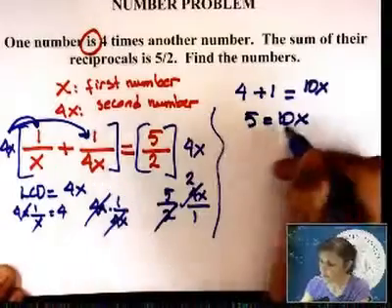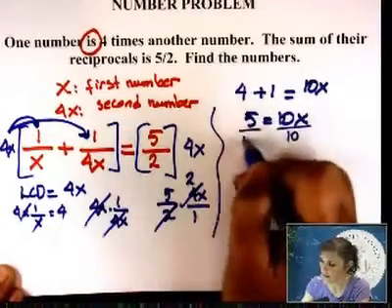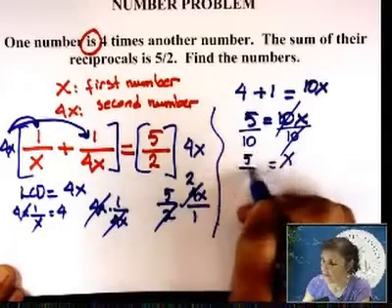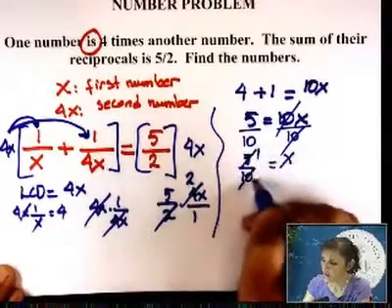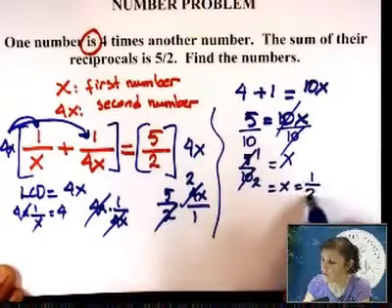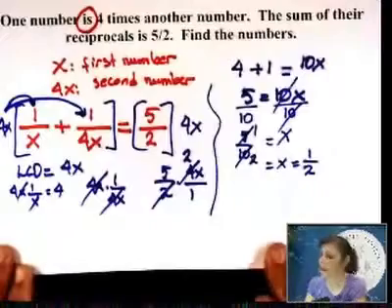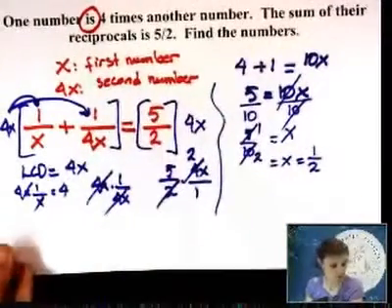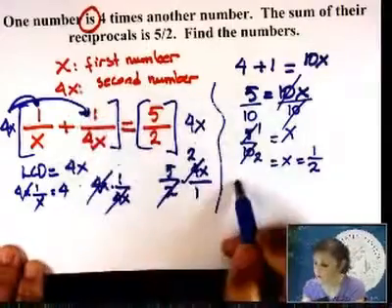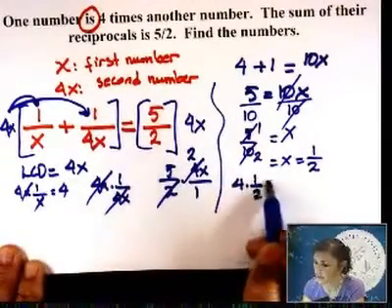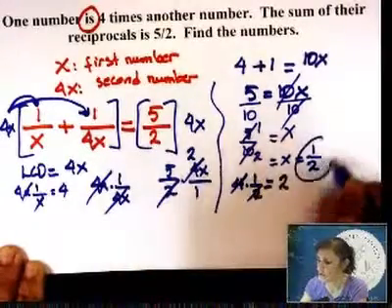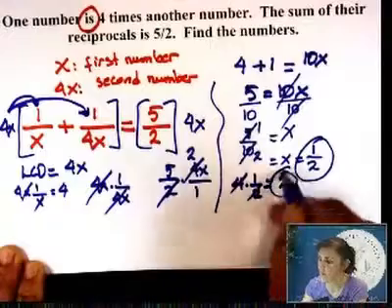And let's divide both sides by 10. 5 over 10, that happens to be 1 over 2. Okay, so the first number is 1 over 2. Okay, what is the second number? It is 4 times that. 4 times 1 over 2. And guess what? That turns out to be 2. So the first number is 1 over 2, and the second number is 2.